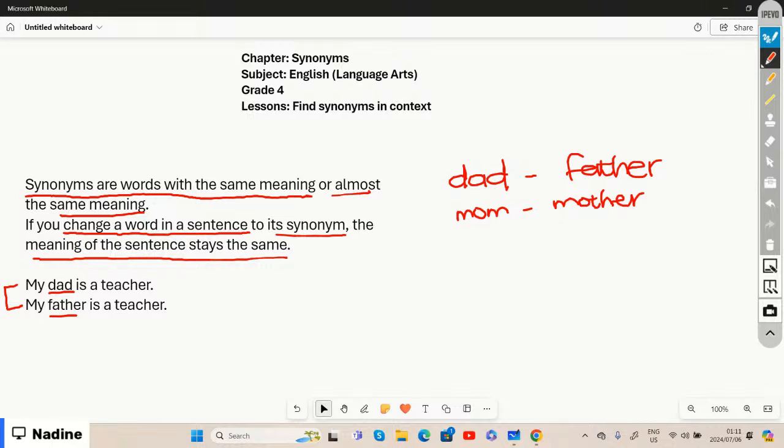All right. So if we were to identify a few more words that are synonyms, we identified the synonyms dad and father. We identified mom and mother. What are more synonyms that we can think of or that we can identify? Words with the same meaning or almost the same meaning.